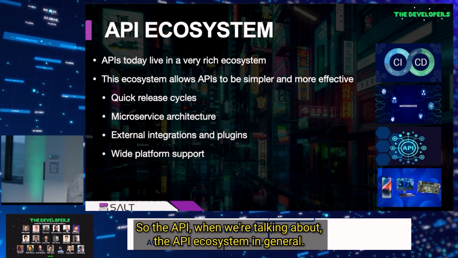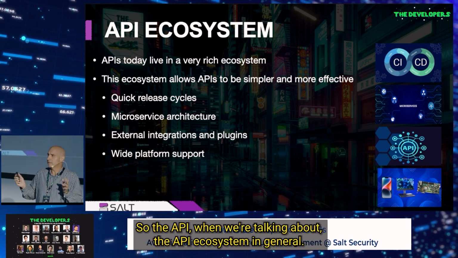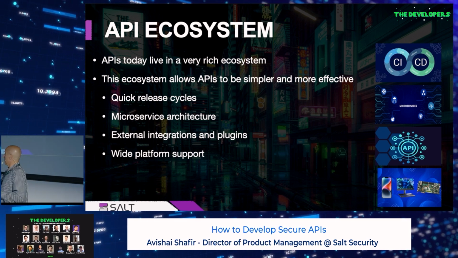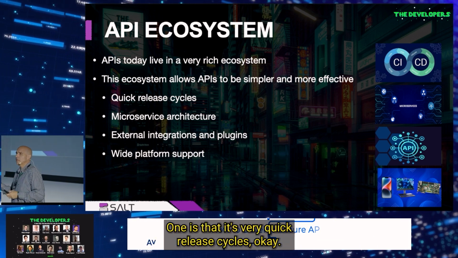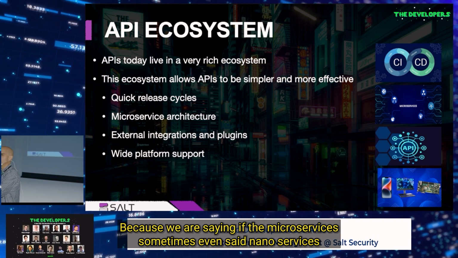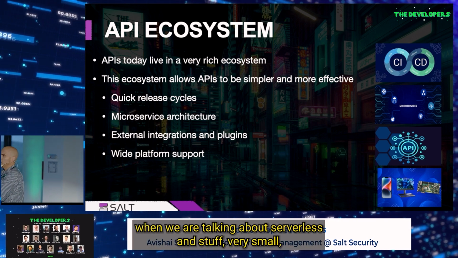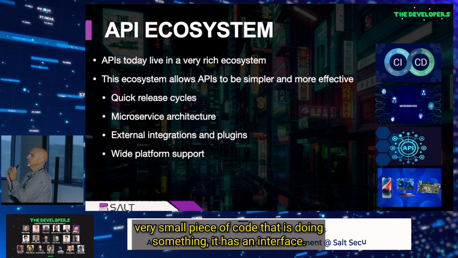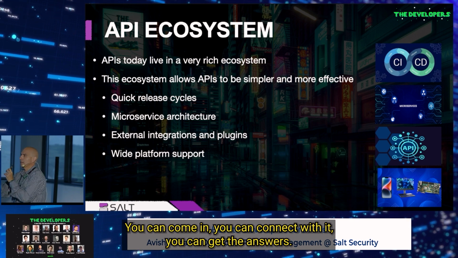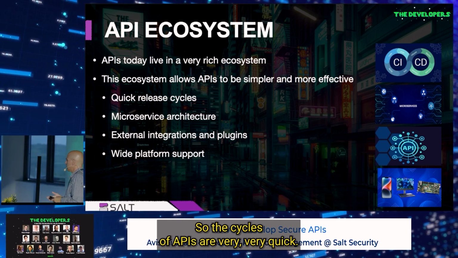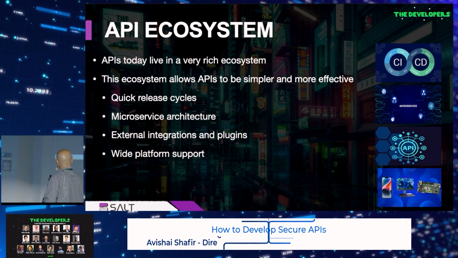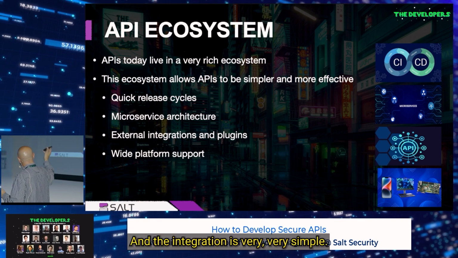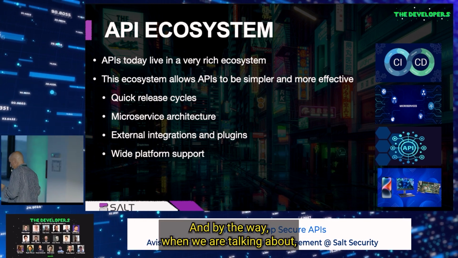Okay. So when we're talking about the API ecosystem in general, there are some characteristics. One is very quick release cycles, because it's microservices, sometimes even called nanoservices when we're talking about serverless, very small pieces of code that do something. It has an interface, you can come in, you can connect with it, you can get the answers. So the cycles of APIs are very, very quick. Of course, it's a microservices architecture, and the integration is very, very simple.